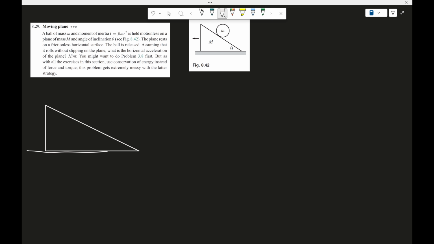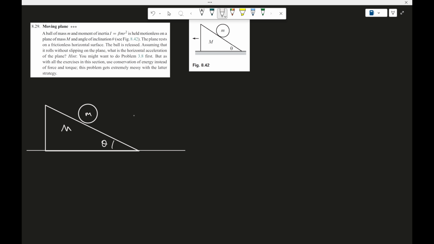And this slope lies on a frictionless plane. And there's a ball of mass small m on there. And the slope angle is theta. And so this m rolls down the slope without slipping, causing a horizontal acceleration of the plane. And the question is asking us to find this horizontal acceleration.